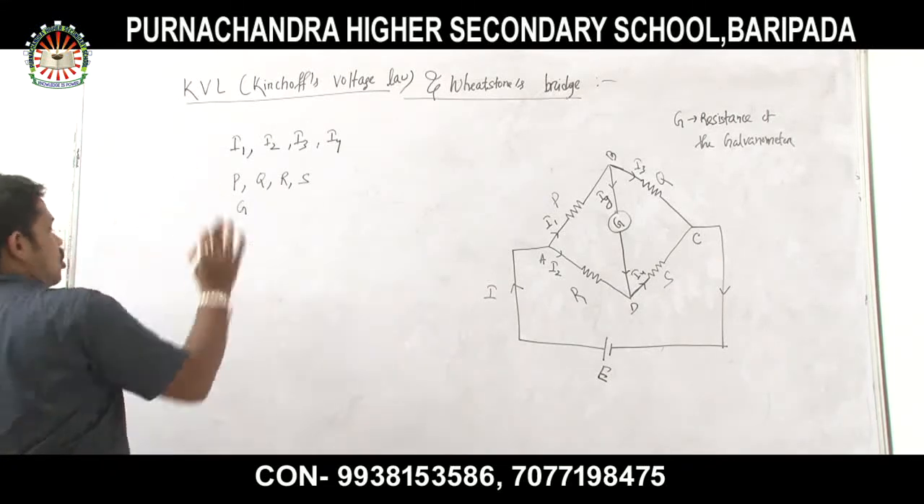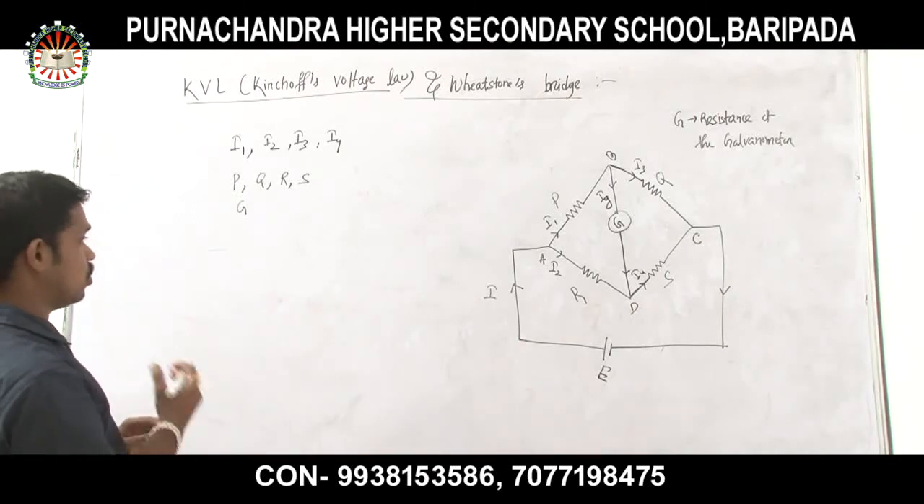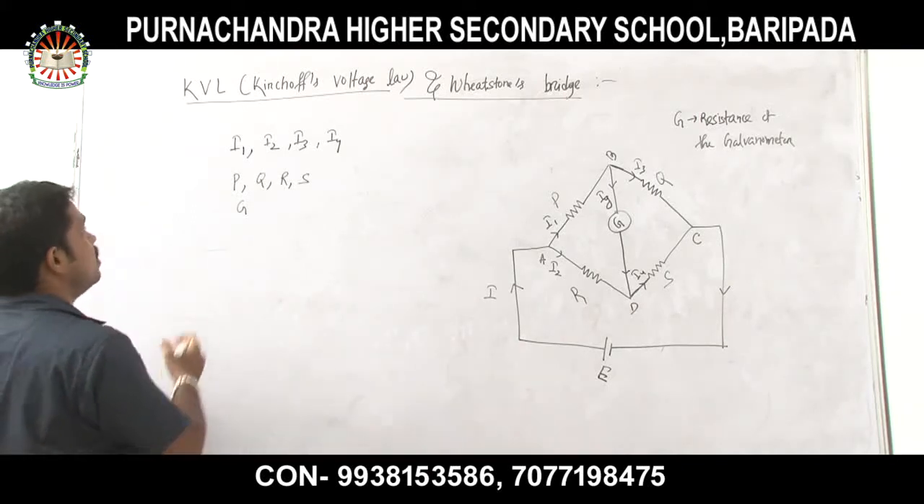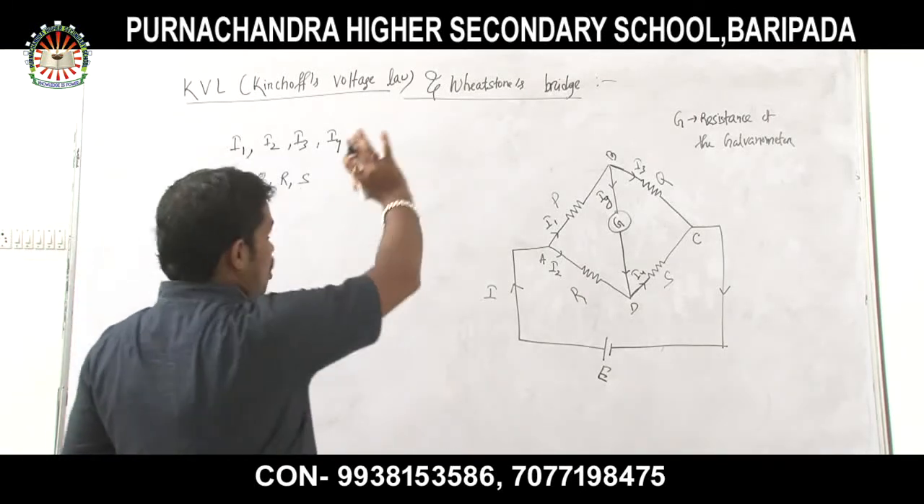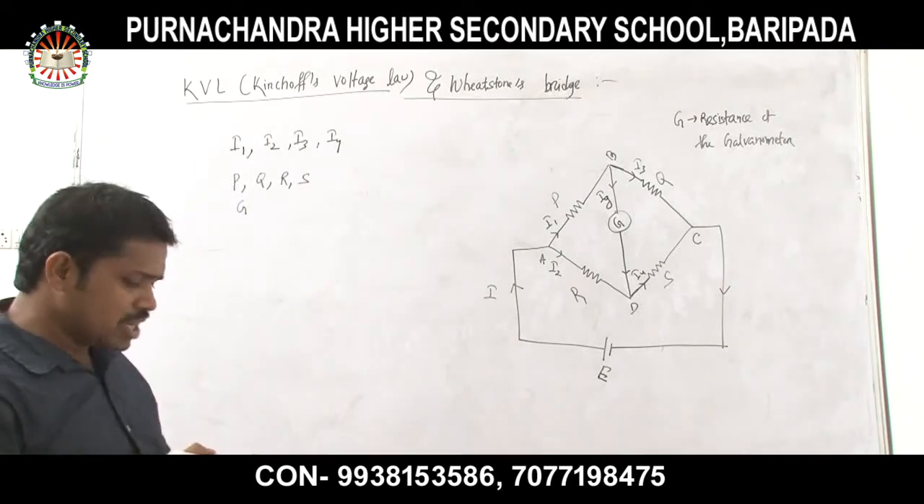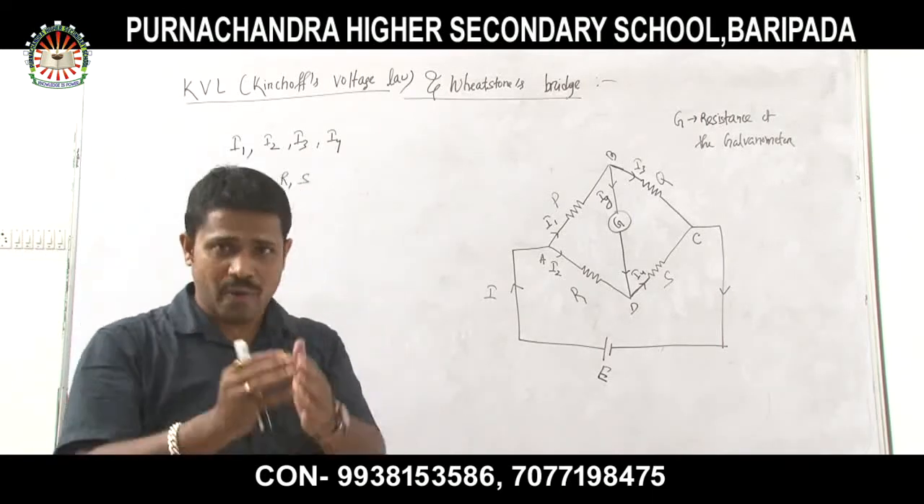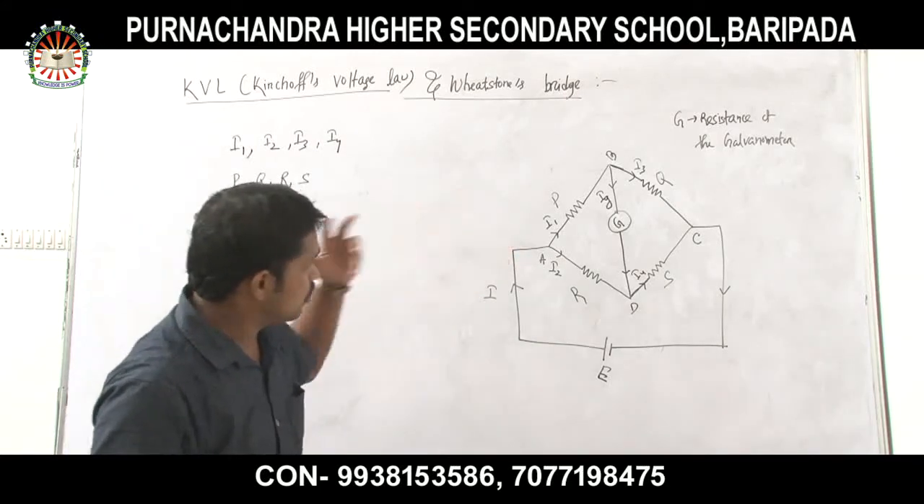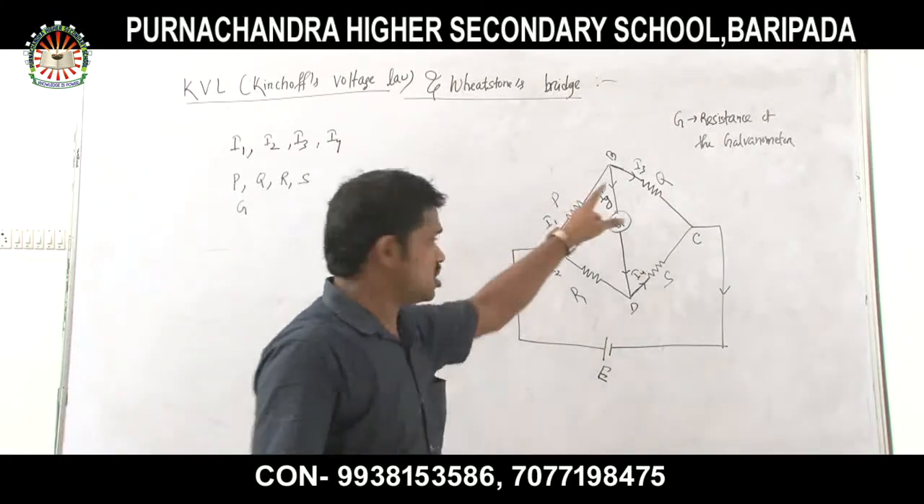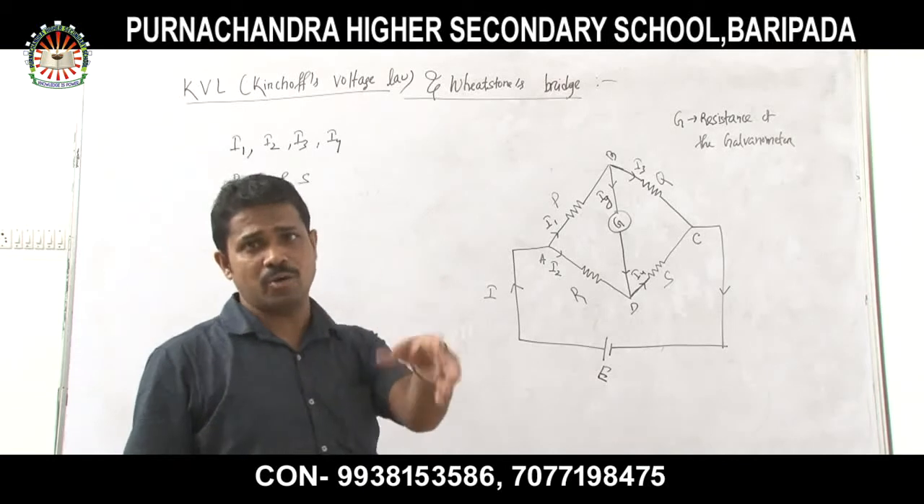So now what we will do? What is our aim? Remember, first of all, what is the application of the actual Wheatstone bridge? The application of the Wheatstone bridge is to find out the value of an unknown resistance. There are 4 resistances. From these 4, the values of 3 resistances are given to you. You have to find out the other resistance.